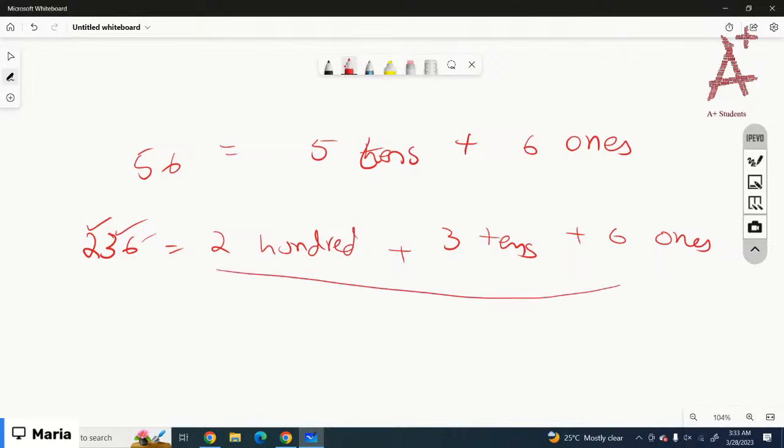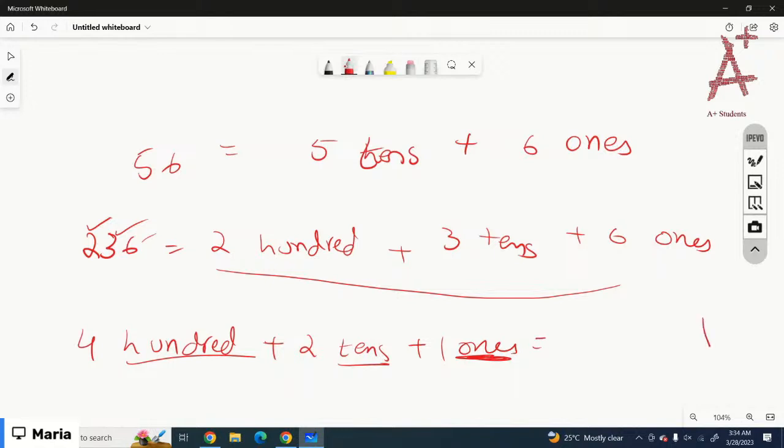You can go back, like you have 400 plus 2 tens and 1 one. Basically, these words tell you their place value. That means 1 must be at the ones position, 2 must be at the tens position, and 4 is at the hundreds position. So together they make 421.